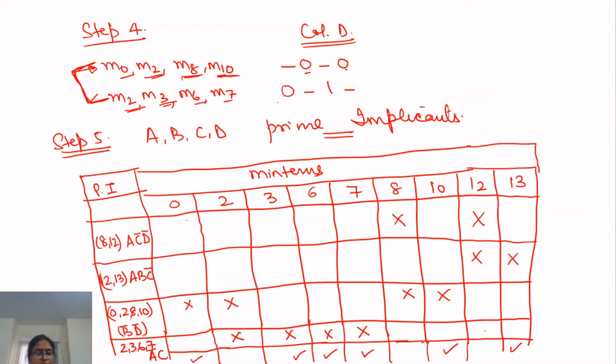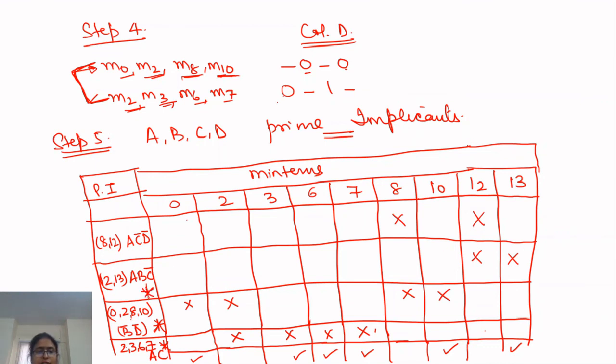Now, for this single cross column, what you have to do? For this single cross corresponding to this single cross column, you have to mark the star for those prime implicants. This is not there. This is there. Star. For this already marked. For this already marked. For this already marked. For this it is there.